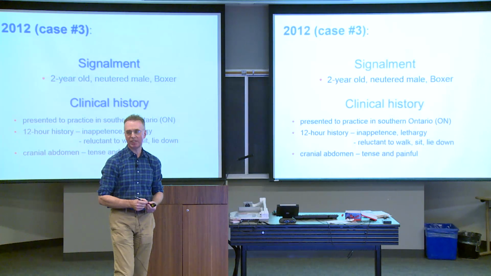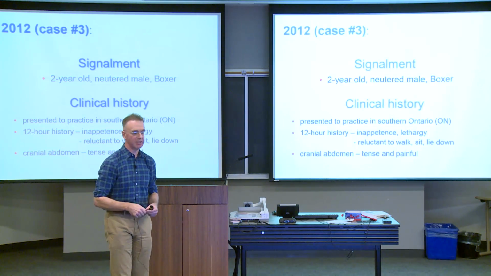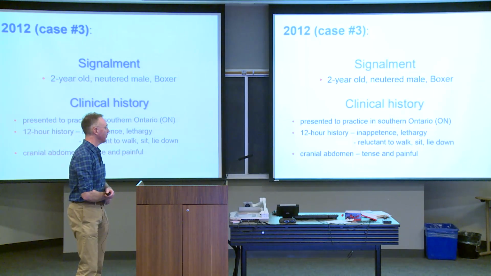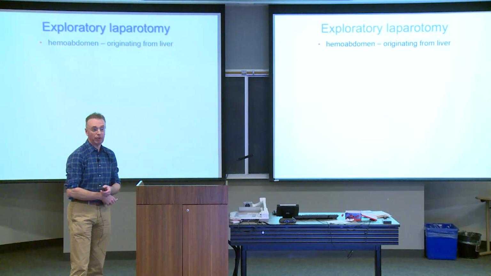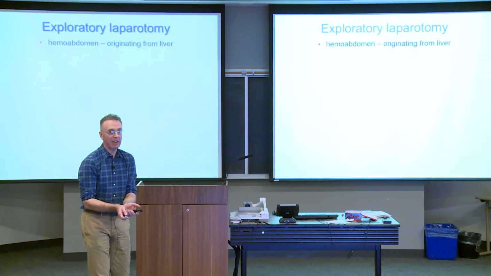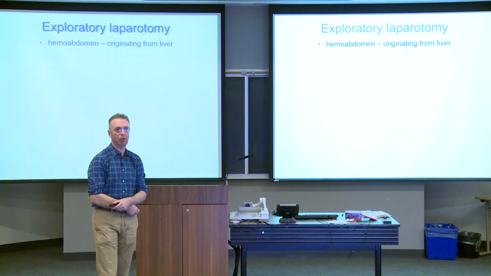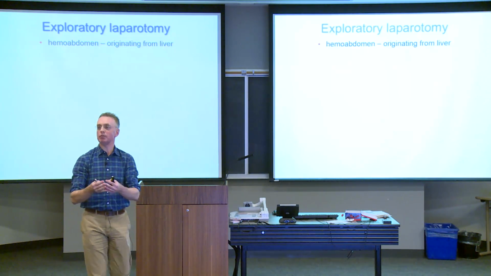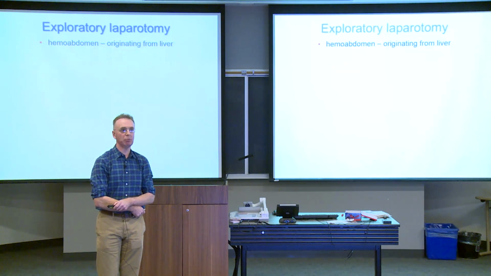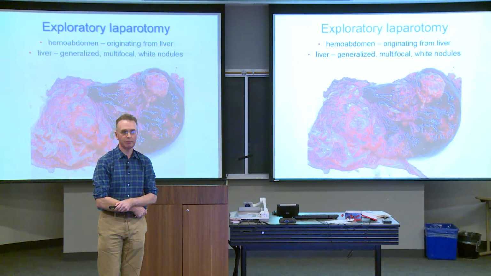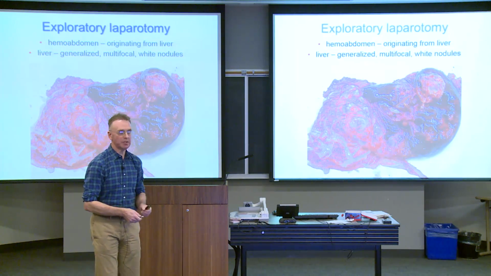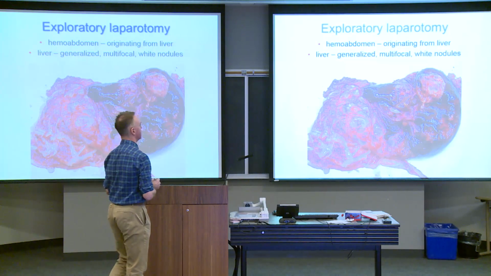And when they carried out a physical exam, it was very obvious that the abdomen was incredibly painful and tense. Imaging of this particular dog showed that the abdomen was full of fluid. They didn't know what it was at the time, and they rushed in and carried out an exploratory laparotomy. When they opened the abdomen, it was full of blood. And on close examination, it was clear that the blood was originating from within the liver. The dog was euthanized shortly afterwards, and this was the appearance of the liver at that time.